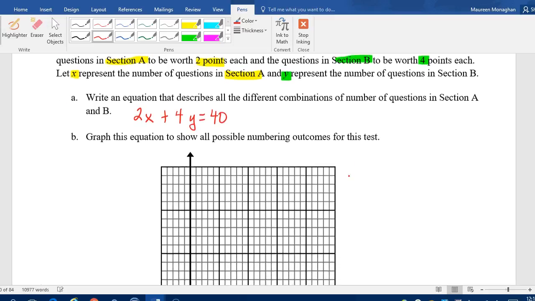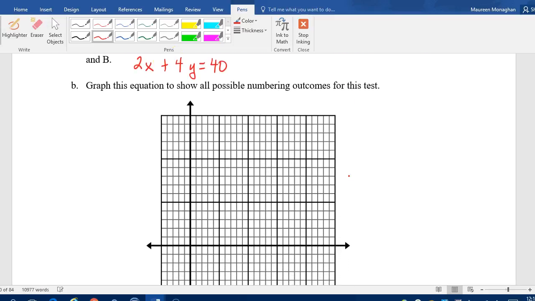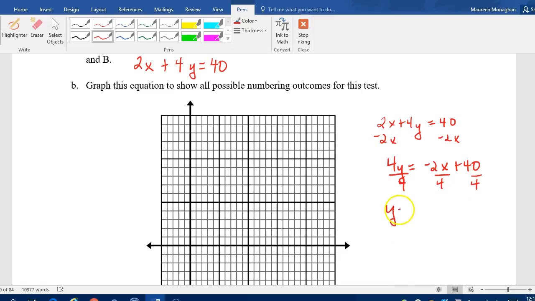Okay, so this isn't in slope-intercept form, so that's our goal here. We have to rewrite the equation so it's in slope-intercept form. So we have 2x plus 4y equals 40. So remember I said get rid of the x first, so we have 4y, and then of course the 2x is followed by the constant. Divide each term by 4. So y equals negative 1/2 x plus 10.